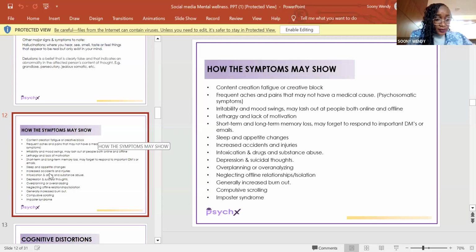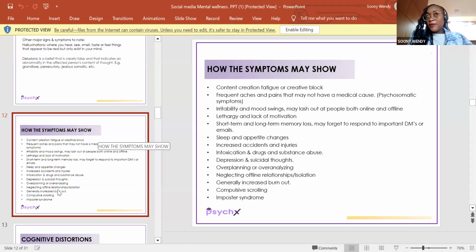We also have, of course, lethargy and lack of motivation we've mentioned. Memory loss, you forget passwords, you must write them down, and even then you forget. And there, for short term and long term memory loss, weed has some contribution to it. So if you use weed a lot, and you start forgetting, don't say it's social media stressing you, maybe it's the weed, let's look at that too. We have sleep and appetite changes, like I said, increased accidents and injuries, you're always hurt, or if you drive, you're always hitting people.